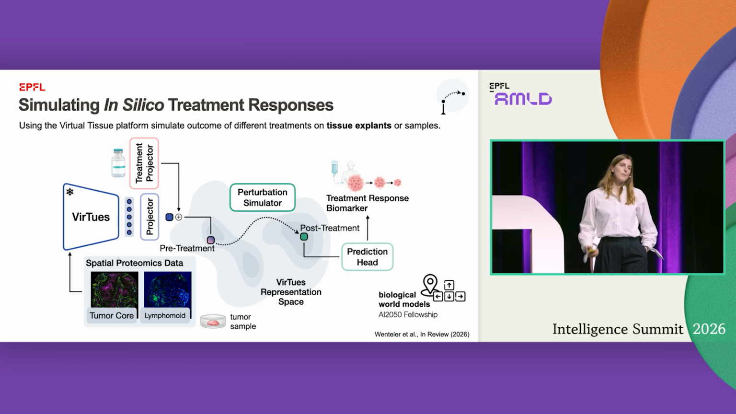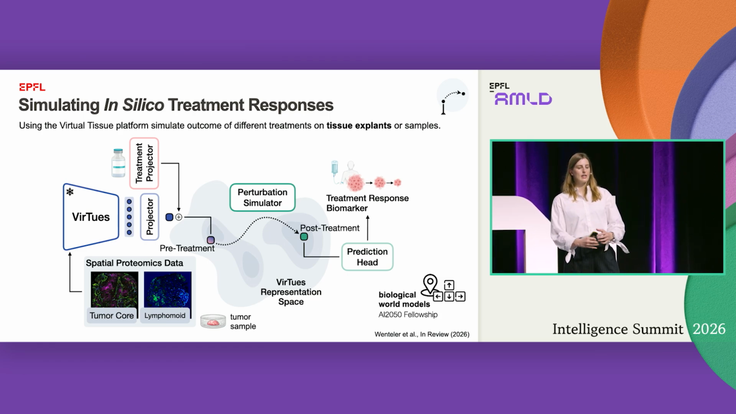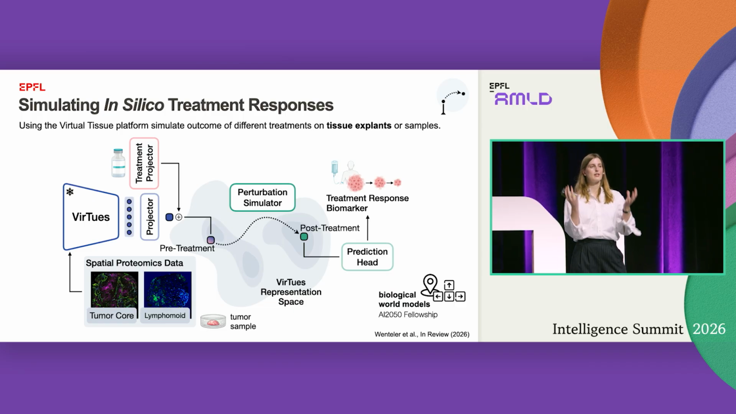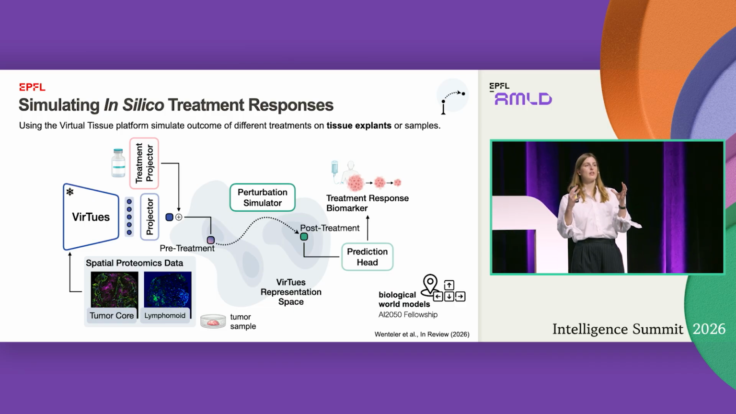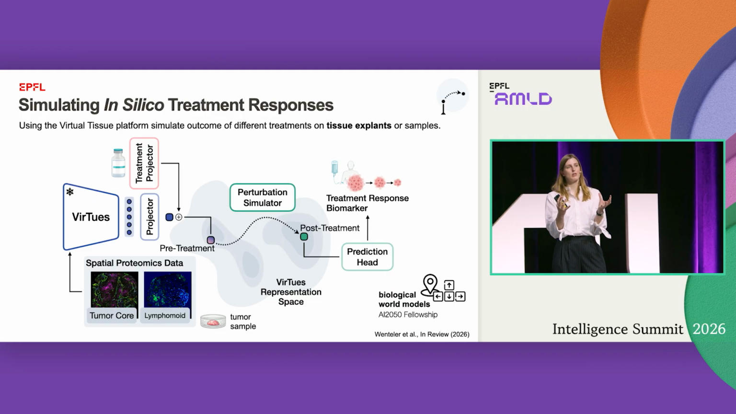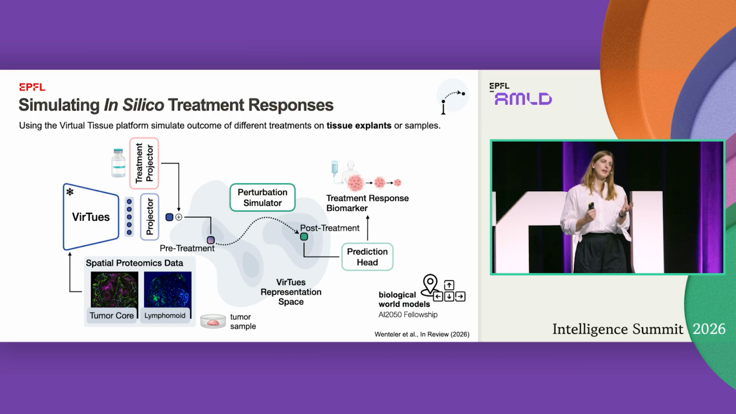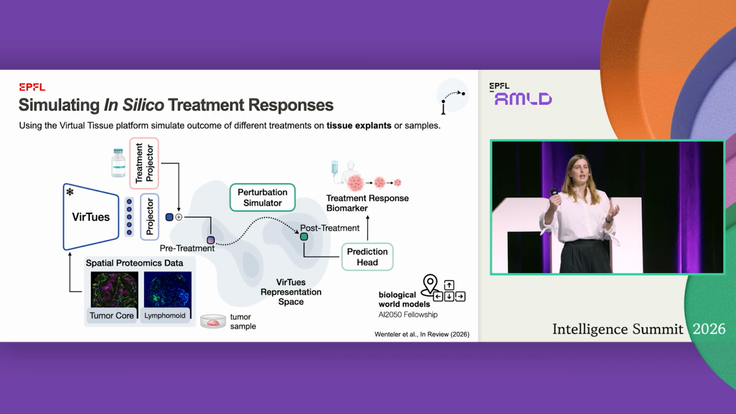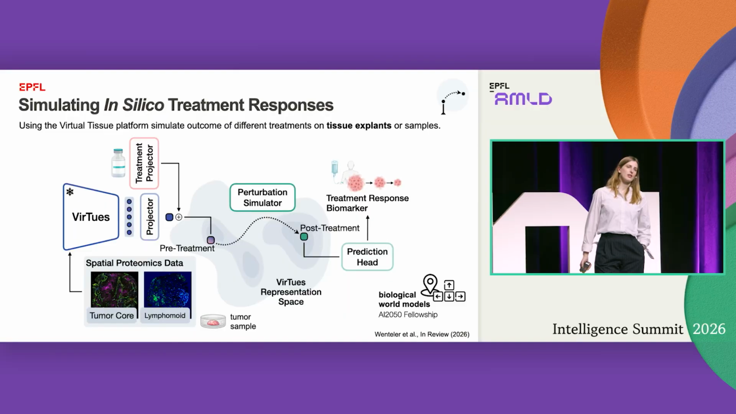We call this a biological world model because here we really have a state model that encodes this complexity of human tissue, and an action model that kind of understands how to navigate between those different tissue states. For this, we got the 8i 2050 grant to further develop this over the next couple of years.